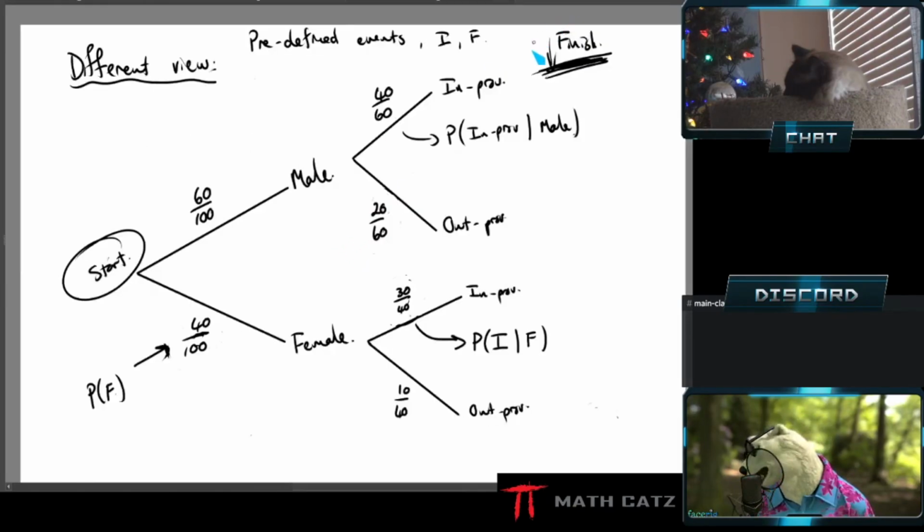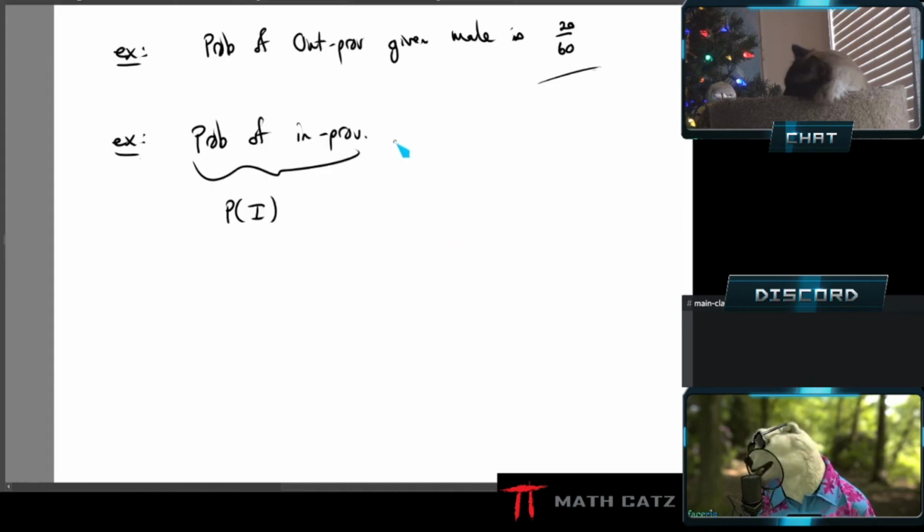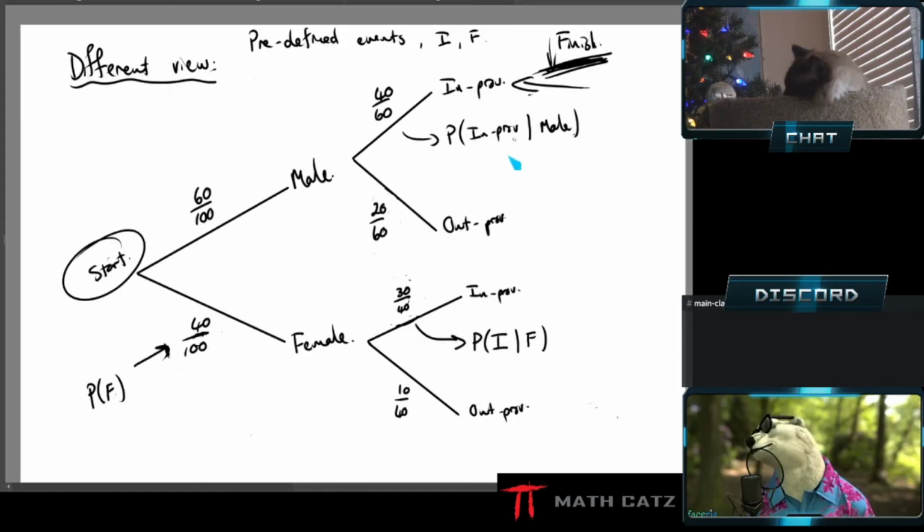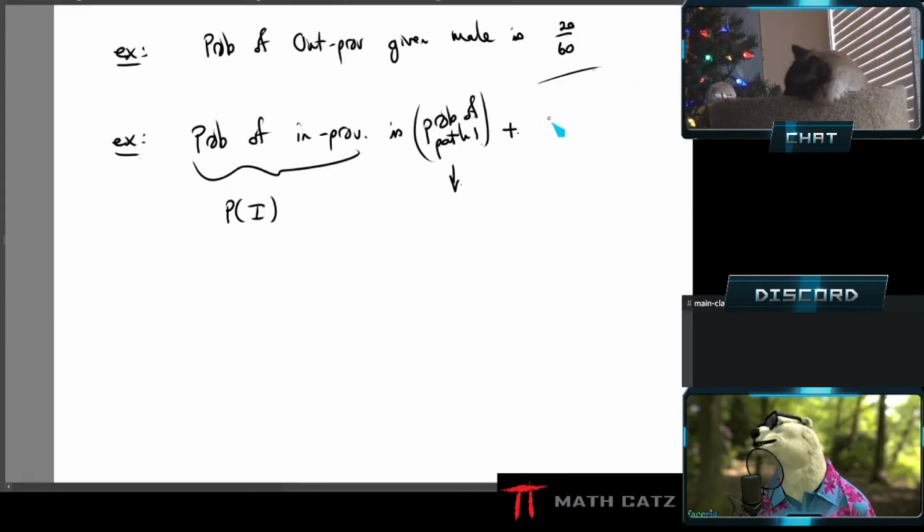So now I don't have a choice. I have to go start to finish, take the male path, and get to in province. Yes, I could take this top one. I'll call them path 1, 2, 3, and 4, just so my sketch stays clear. So it's the probability of path 1, which will have an answer. But also, I have to add them together. I can also get an in province person with path 3. Probability of path 3.